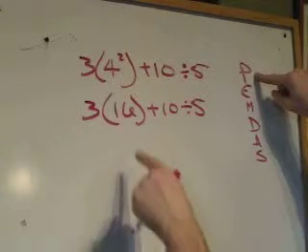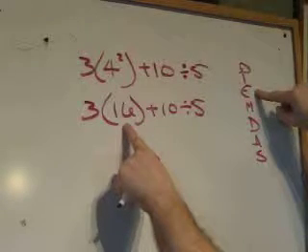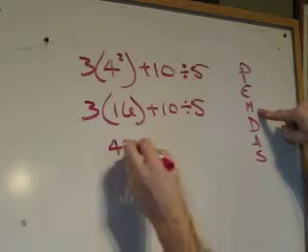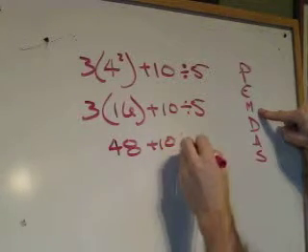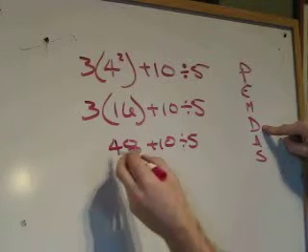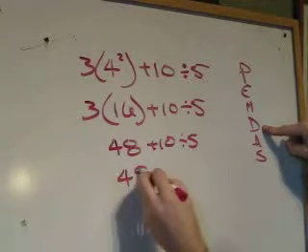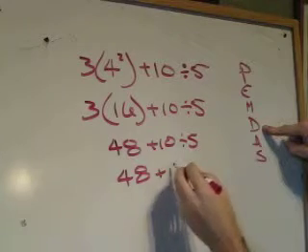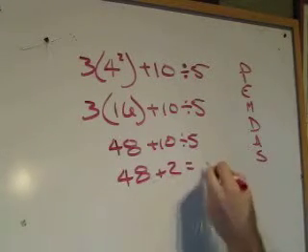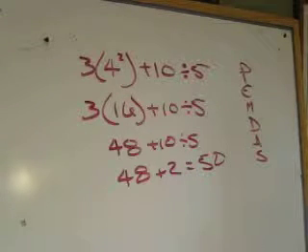Alright, so we've got our parentheses, one number in there, we're done. Exponent, done. Multiplication, let's do that. 3 times 16 is 48, plus 10 divided by 5. Okay, we've done all of our multiplication. Division, 10 divided by 5 is 2, and 48 plus 2 gives me 50.